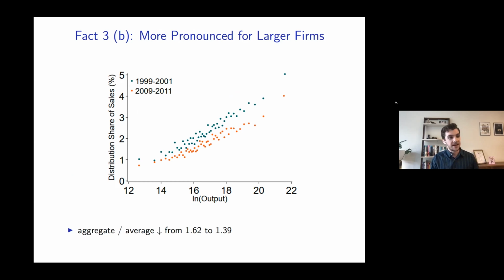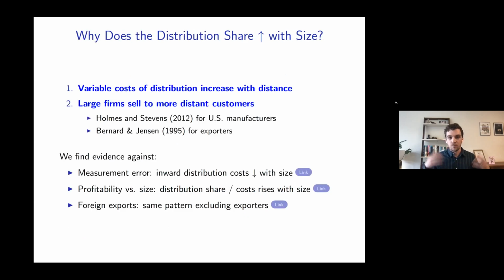So those are the main facts that we're interested in understanding, explaining, and even quantifying. So, what's our interpretation of this? I'll start in particular with the relationship between the distribution share and plant size, which, as I showed you, is steeply increasing.